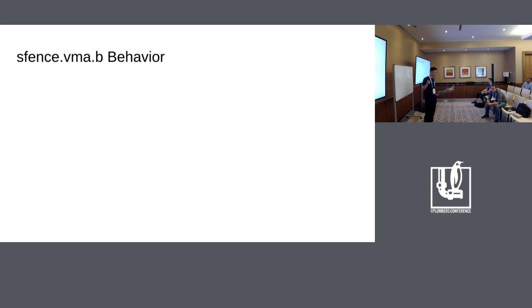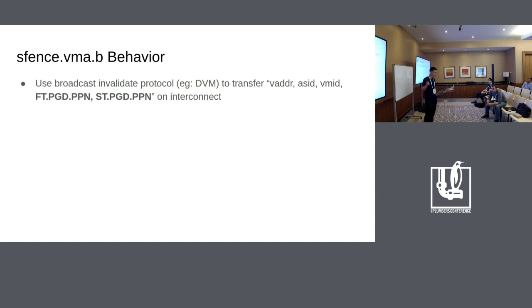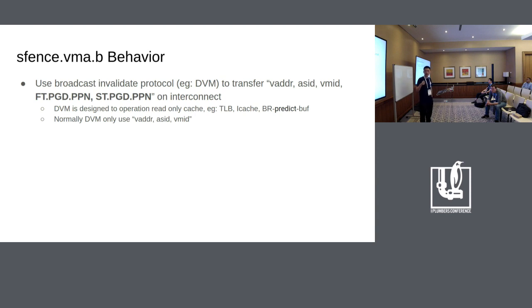And let's have a look at the SVM's VMA behavior, and use the broadcast invalidation protocol. The famous one is the ACE DVM, because I'm familiar with this, so I just use it for the example. If you look at the ACE specification, you will first find that DVM is designed to operate on read-only caches such as the TLB, iCache or branch predict buffer, and normally the ACE specification typically just uses VADDR and VMID.